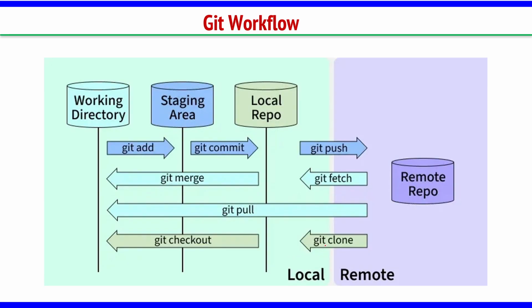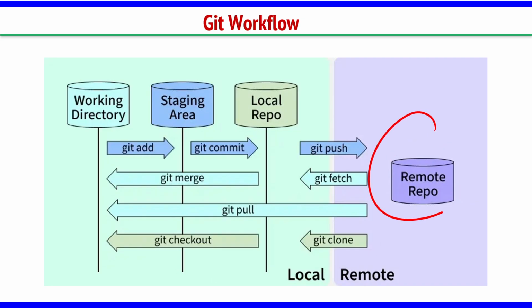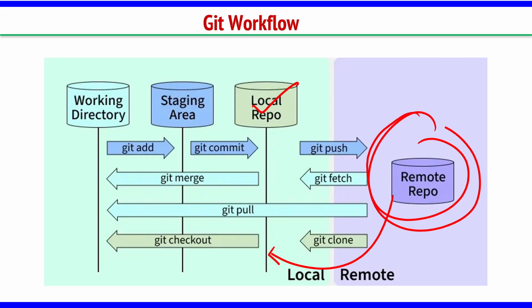What does git clone mean? It copies the remote repository code into your local repository. Git clone will bring the same structure, whatever structure the code has in the remote repository, and that will be copied into my local repository.